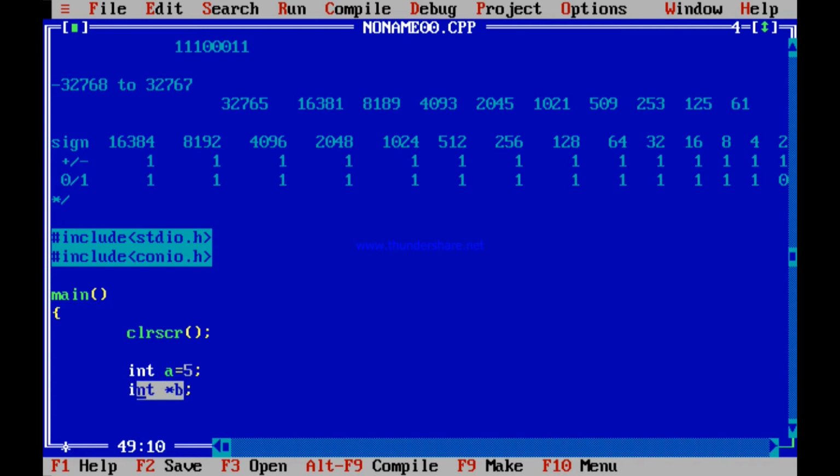But that address should contain an integer, nothing else. So definitely A being an integer, B can contain the address of A. Suppose I write over here B equal to ampersand A, I should not be wrong to write that.